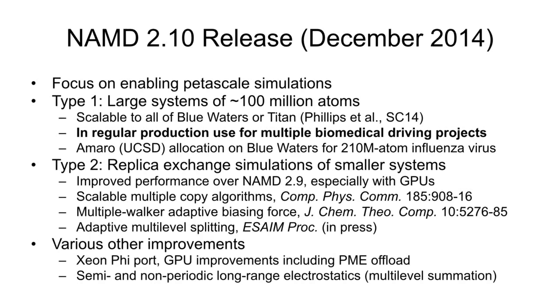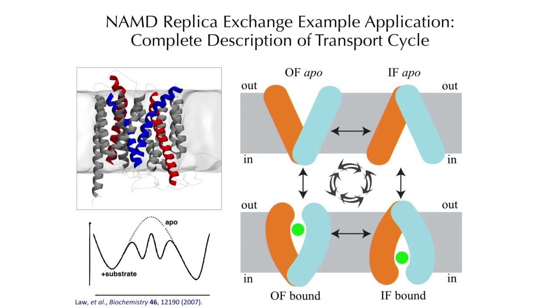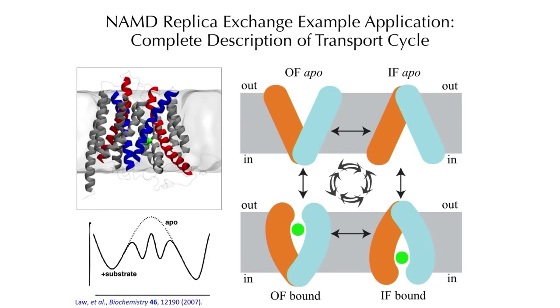But the other type of simulation we're trying to enable is for smaller simulations, replica exchange. So being able to do smart sampling by coupling different simulations together. There's a variety of different methods. And this got better even with GPUs and some other improvements. Just to show you what the replica exchange simulations are capable of, this is a much smaller simulation. This is about 100,000 atoms versus 100 million.